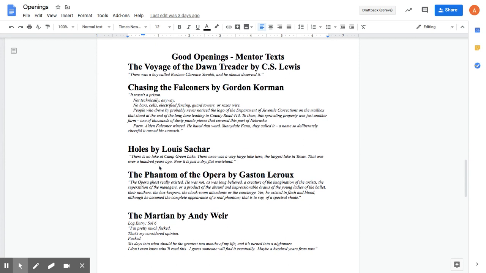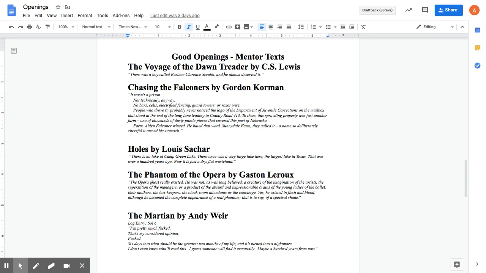Okay, so some mentor texts that have some interesting starts. The Voyage of the Dawn Treader by C.S. Lewis. This line is interesting. There was a boy called Eustace Clarence Scrubb, and he almost deserved it. That's kind of interesting because he almost deserved it makes you wonder what did he do to deserve such a name? And that name is very odd, so it gives you some thought.